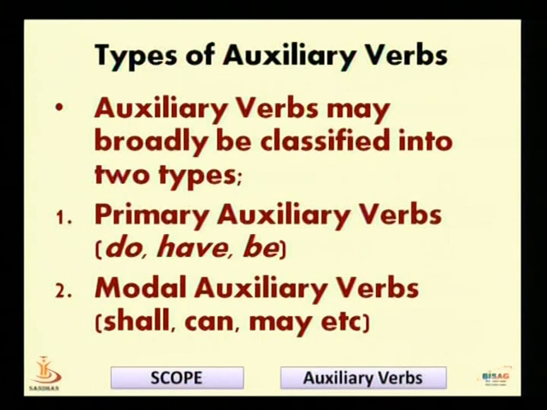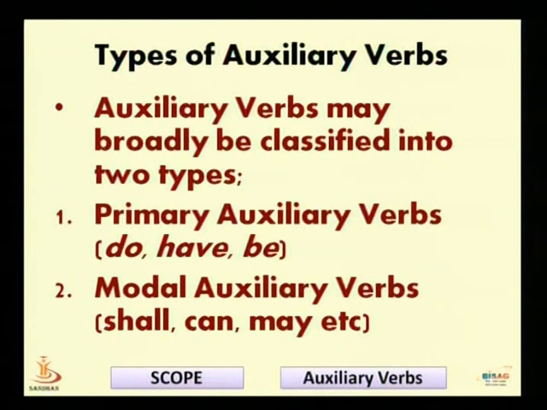First of all, let me clarify regarding the types of auxiliary verbs. Friends, it is very easy for us to remember all these things because we have learned this for several years and even at various levels in the colleges. Now auxiliary verbs may be broadly classified into two types. One is primary auxiliaries and the other is modal auxiliaries. Today I am going to talk about the primary auxiliary verbs, and I have shown them in the bracket: do, have and be. They are called the primary auxiliary verbs.